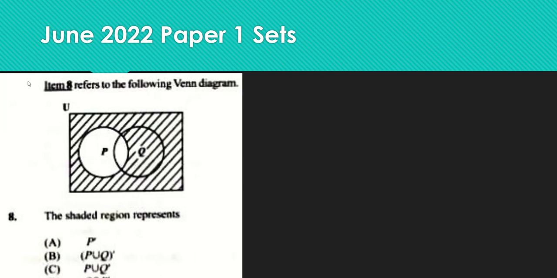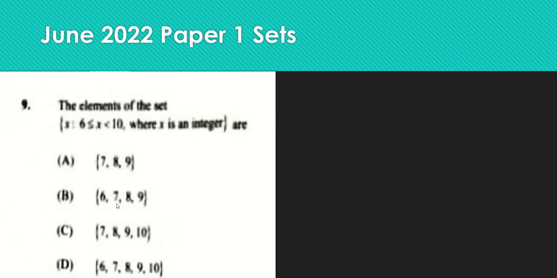Number 8 refers to the following Venn diagram. The shaded region here is P complement. Right? As everything outside of P is being shaded. That is A.